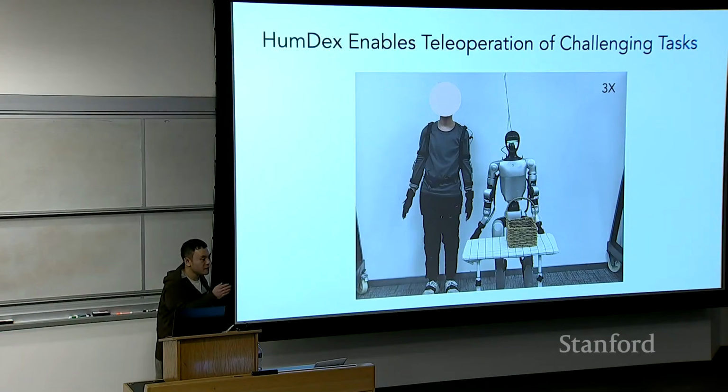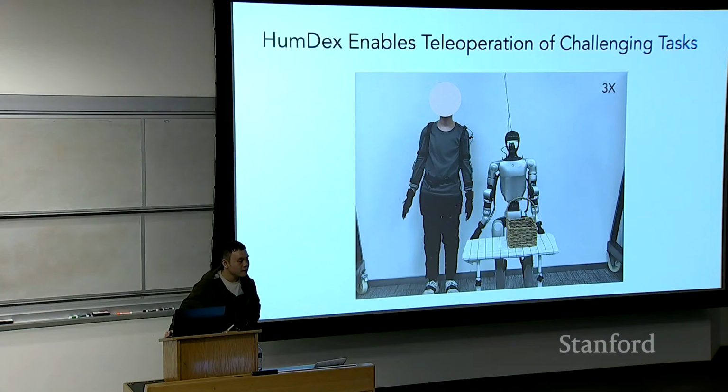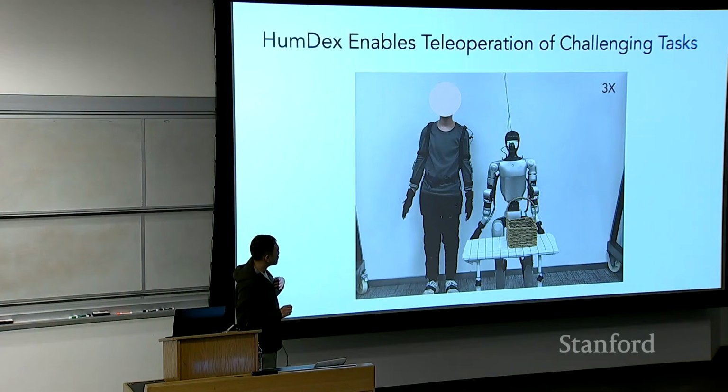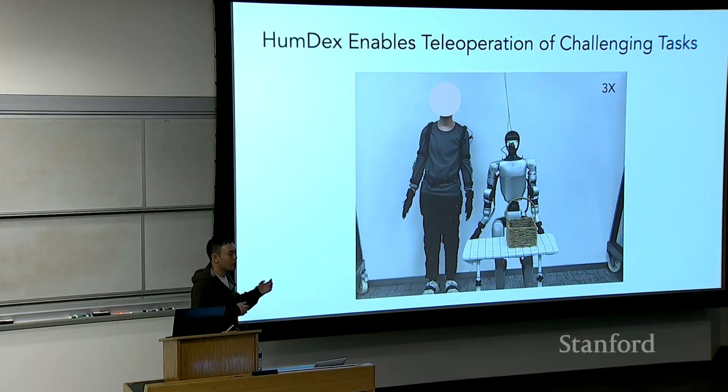Can I ask a question? Yeah, please. How long does it take for somebody to be as good as this teleoperator in the video? I think this human teleoperator probably takes 1 hour for adapting to the system. About 1 hour. Yeah, it's not that hard.